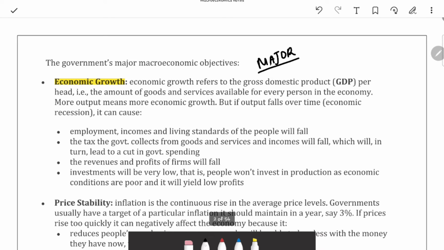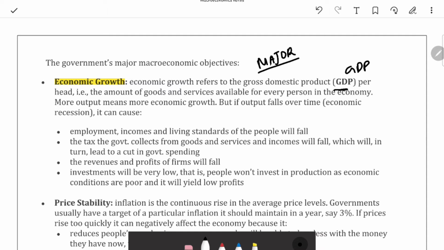Now economic growth is simply the gross domestic product per head, the GDP. It's very important to understand the term GDP. GDP is simply the amount of goods and services available for every person in the economy. That means when we talked about microeconomics, we looked at how producers would produce goods and how consumers would consume them. That was basically what microeconomics was. But for macroeconomics, we are looking at how we can increase this output. Later on we will see that when we increase this output, we will have something called economic growth, and that's very beneficial for the government, and not only for the government, but for the country. So economic growth is increasing output of goods and services in the economy per person.